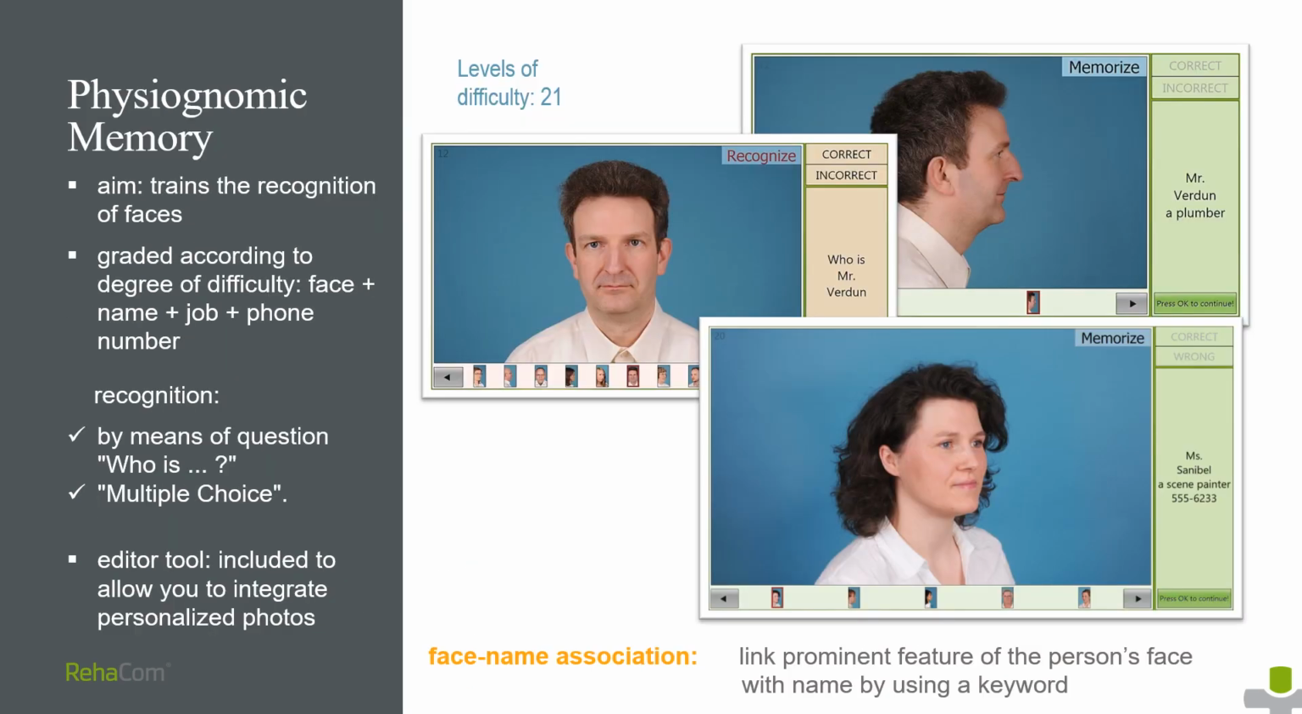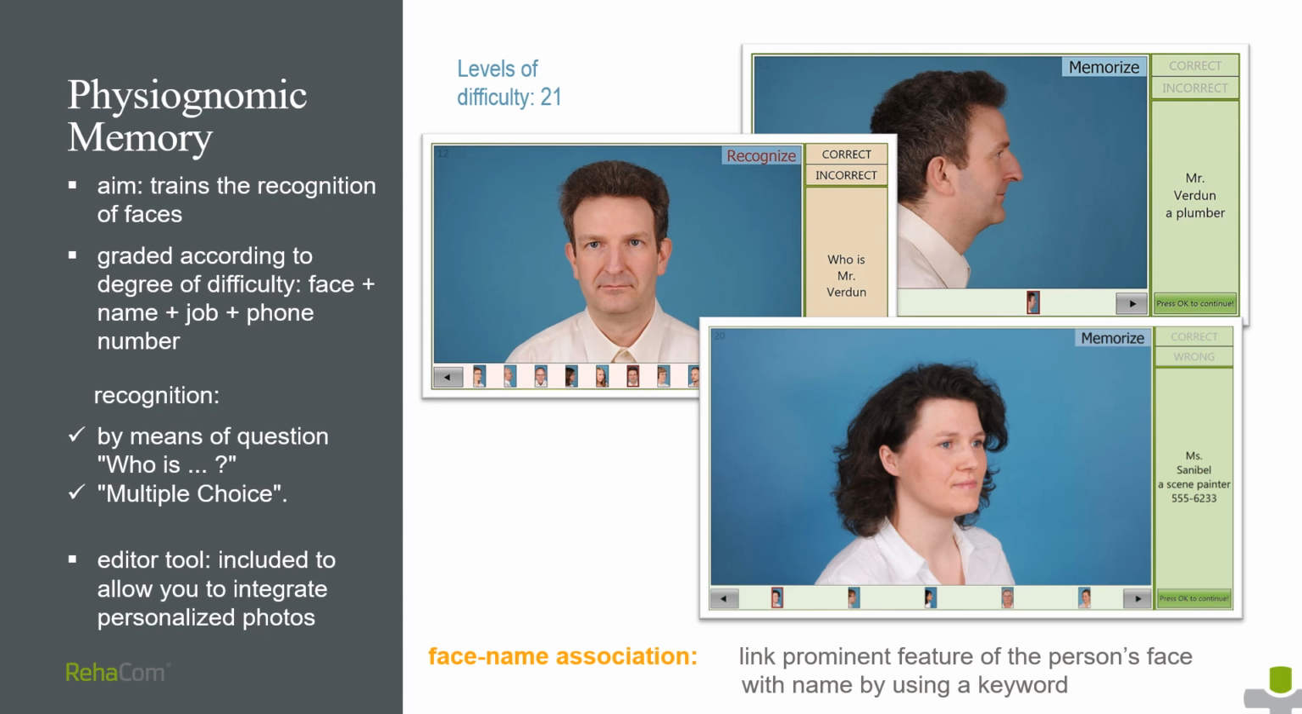RehaCom's memory battery also targets face-name recognition. The goal is that when you look at someone's face, you will be able to remember the name, maybe also the profession or phone number. During the learning phase, the client has to remember a certain number of faces.